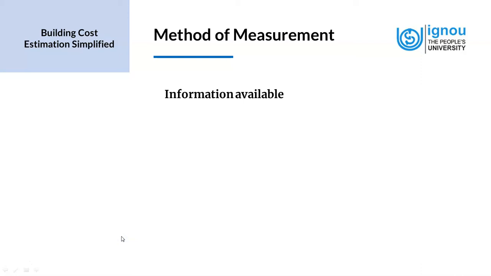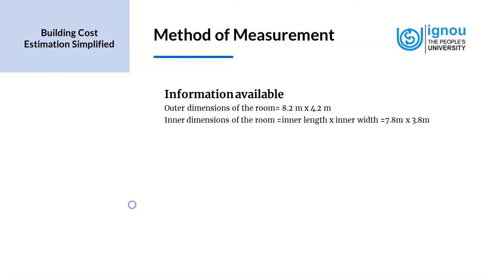From the drawings that we have, we have the following information available. The outer dimensions of the room are 8.2 meters and 4.2 meters. The inner dimensions of the room, or the area of the room, is equal to the inner length into the inner width, which is 7.8 meters by 3.8 meters. Let's see how we got these dimensions.